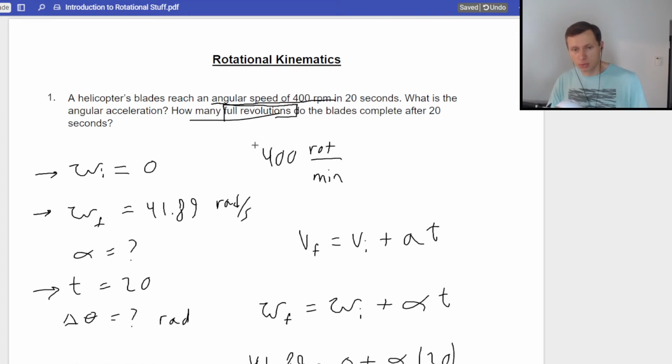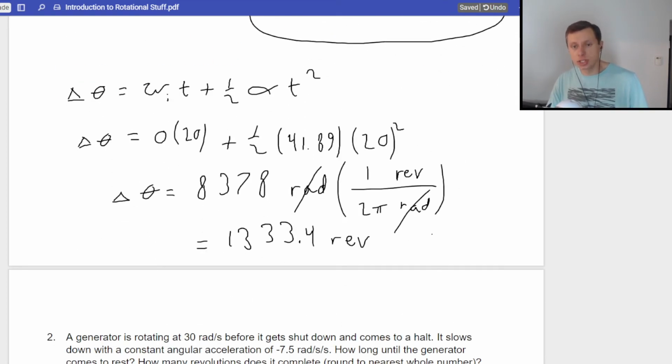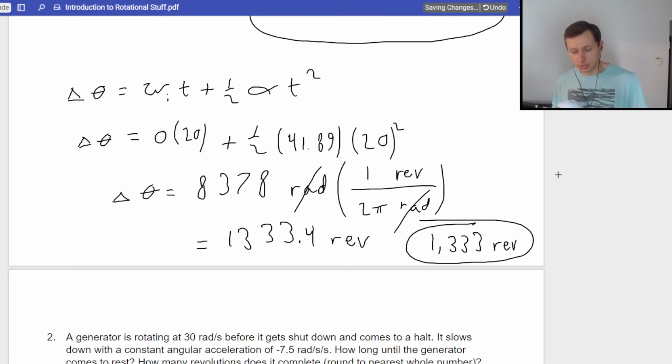Now careful here, if you look back at the original question, I said, how many full revolutions do the blades complete after 20 seconds? In other words, full rotations, 1,333 revolutions. And that's the answer to the first one.